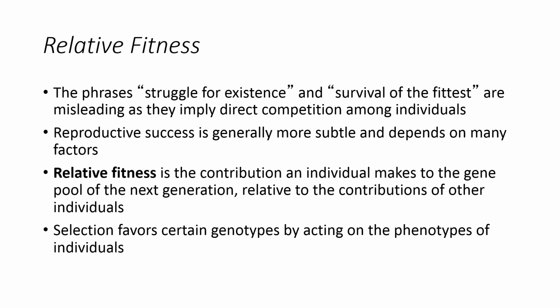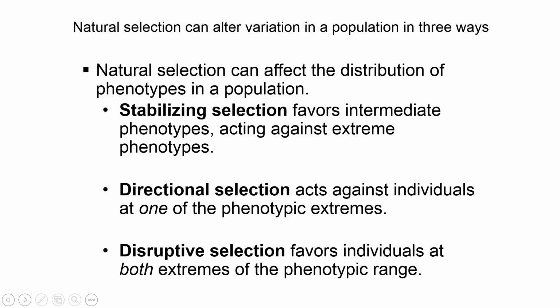Recall that natural selection is targeting the phenotype and indirectly the genotype of individuals. So there are three typical types, or forms, of natural selection mechanisms. We have stabilizing, directional, and disruptive.